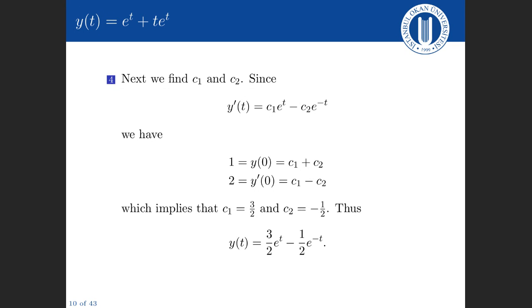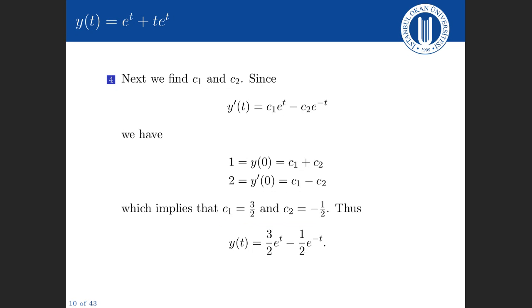Remember, this is the correct solution. The correct solution is e to the power t plus t e to the power t. Let's suppose we do this wrong. Let's suppose we try to find C1 and C2 too early. Then y of 0 is 1, which is C1 plus C2. Y prime of 0 is 2, which is C1 minus C2, which implies that C1 is 3 over 2 and C2 is minus a half.